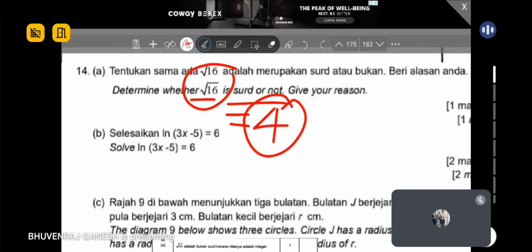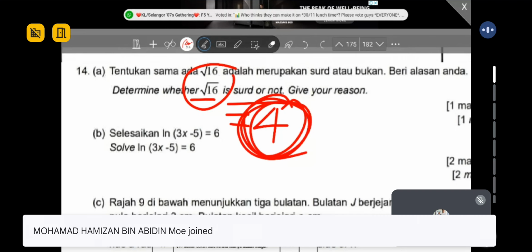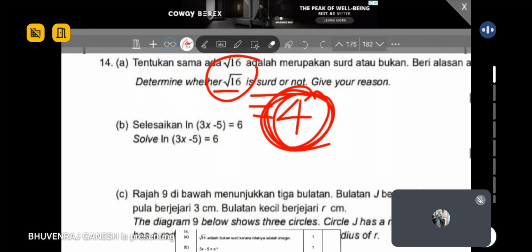So cannot, tak boleh, because the value is an integer. Nilai dia adalah integer. We call this an integer, guys. Can, right? Okay, so next one.